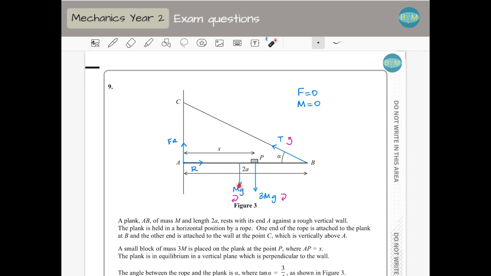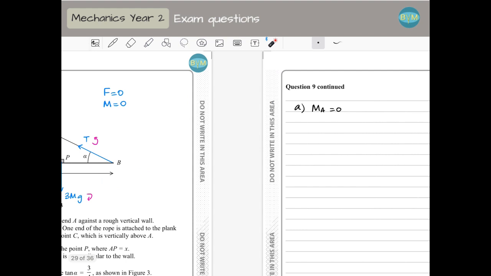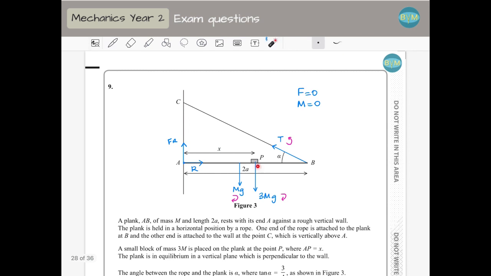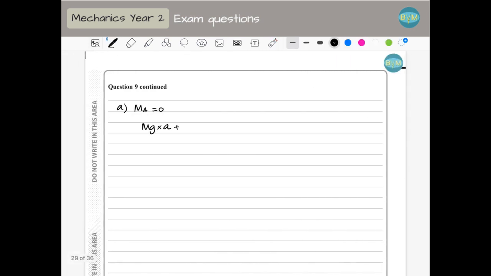So mg times this distance. The whole bar is 2a, and this is the midpoint, so it's going to be a. So mg times a, force times distance, plus the other force, this one, 3mg, and this distance is x. So 3mg times x.